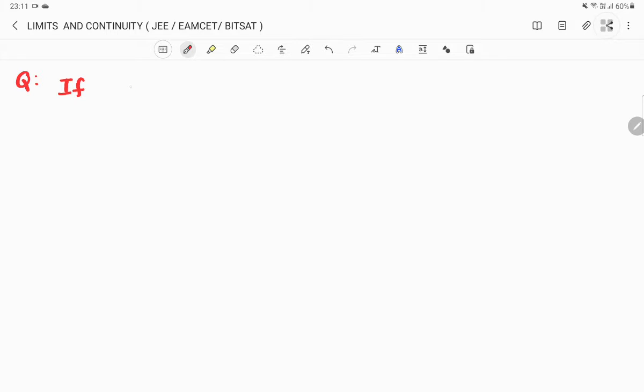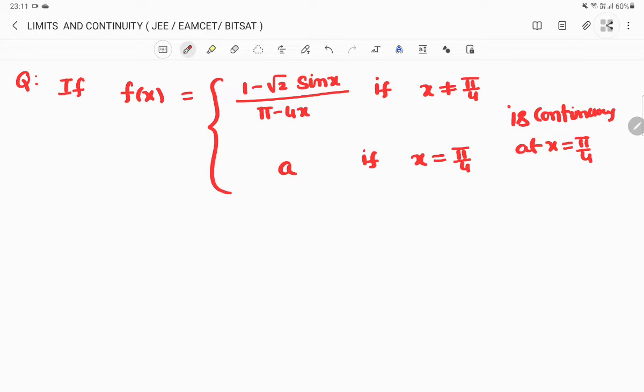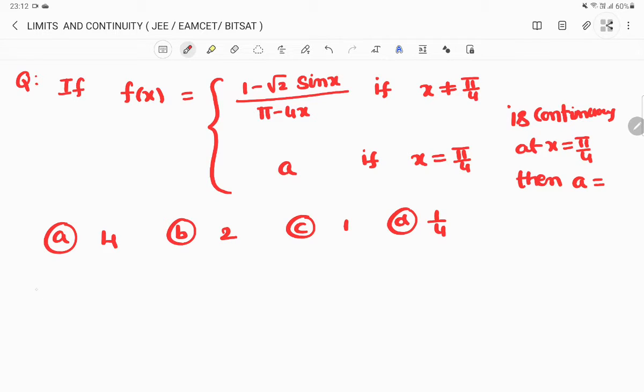If f of x equals 1 minus root 2 sin x divided by pi minus 4x, if x is not equal to pi by 4, and a if x is equal to pi by 4, is continuous at x equal to pi by 4, then a is equal to. Options: 4, 2, 1, 1 by 4.